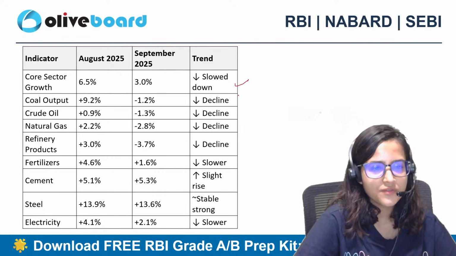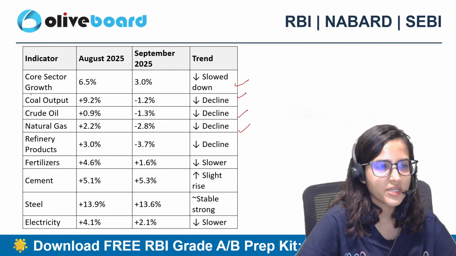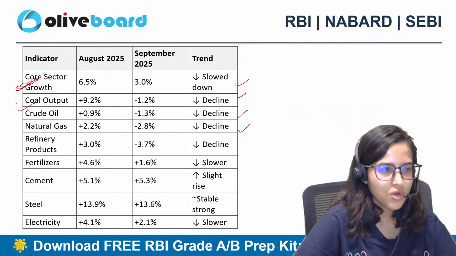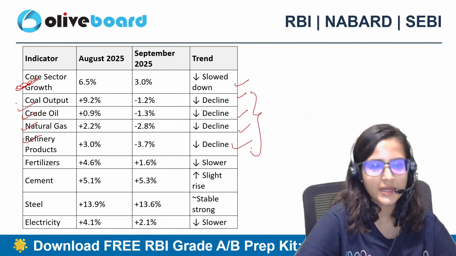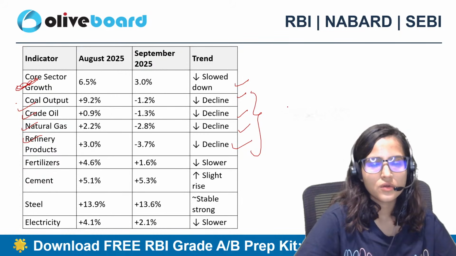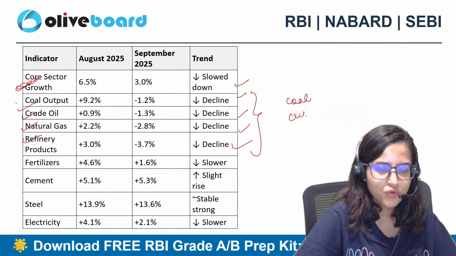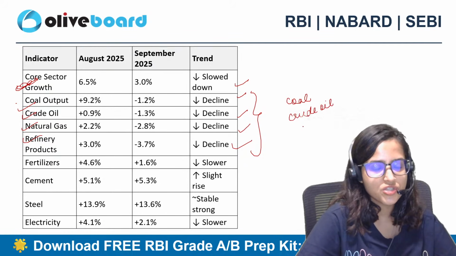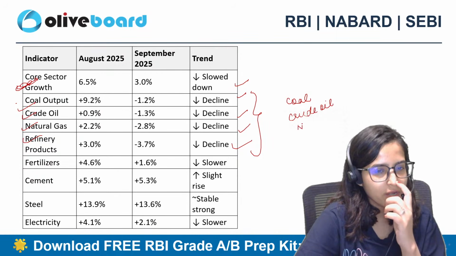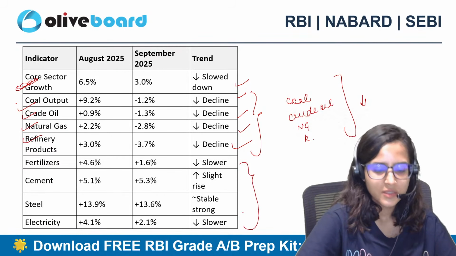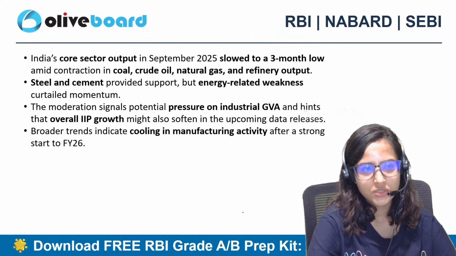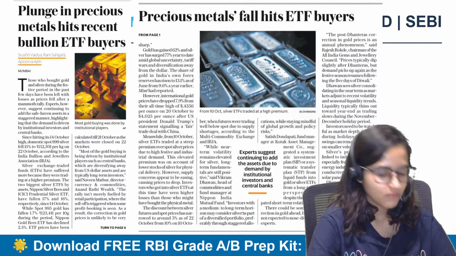So you can see here decline, decline, decline in which sectors? Coal, crude oil, natural gas, refinery. Four. There is a decline. So remember coal, crude oil. These facts are important; a question can be asked directly. Coal, crude oil, natural gas, and refinery may decline. In all the rest there is a slight increase or stable growth. Fine.